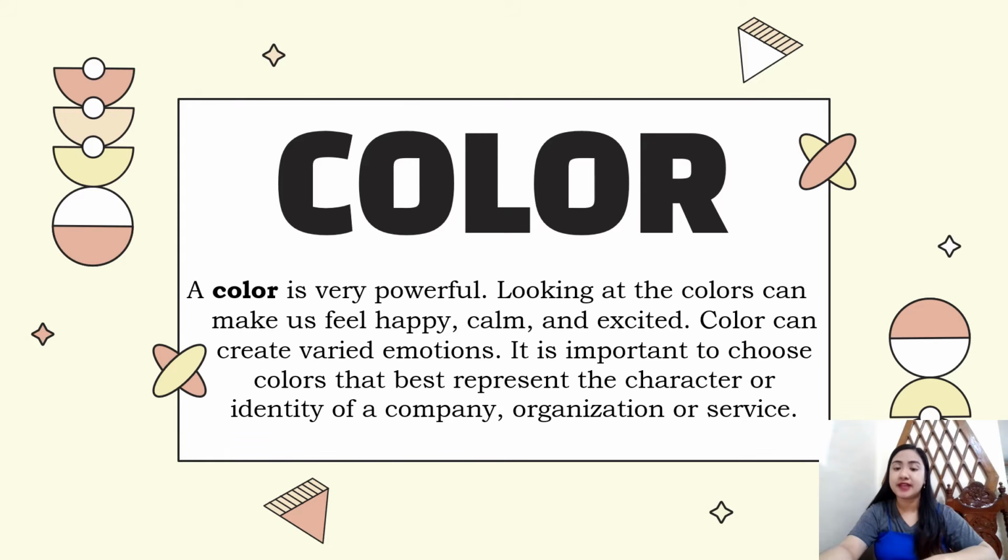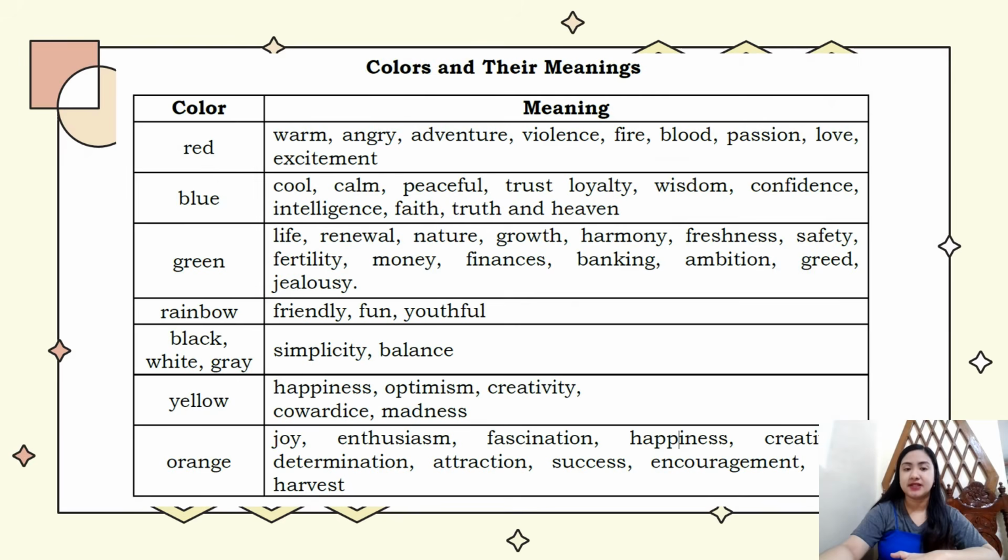Let's proceed to the next visual element, which is the color. Color is very powerful. Looking at the colors can make us feel happy, calm, and excited. Colors can create varied emotions. It is important to choose colors that best represent the character or identity of a company, organization, or service. So here are colors and their meanings.